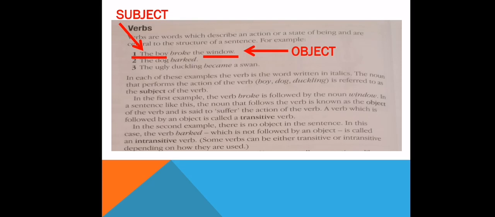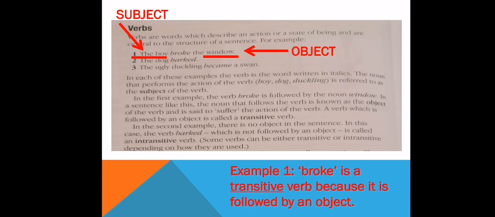So here, window is our object because it is the noun that is affected by the verb. So what broke? The window broke. So the window is the object of the verb broke. All right, a verb which is followed by an object is called a transitive verb. So broke here is a transitive verb because it is followed by an object. In the second example, there is no object in the sentence. The dog barked. In this case, the verb barked, which is not followed by an object, is called intransitive.